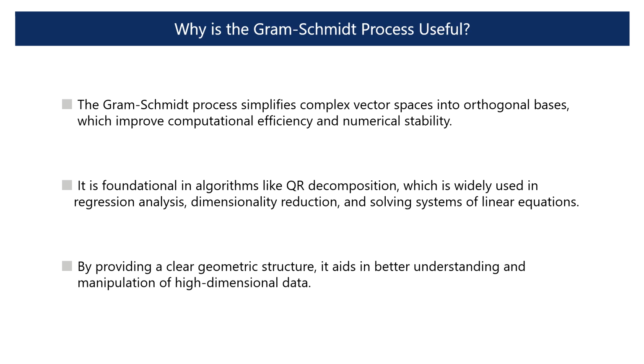The Gram-Schmidt process is important in data science because it simplifies complex vector spaces into orthogonal bases, which improve computational efficiency and numerical stability. It is foundational in algorithms like QR decomposition, which is widely used in regression analysis, dimensionality reduction, and solving systems of linear equations. By providing a clear geometric structure, it aids in better understanding and manipulation of high-dimensional data.